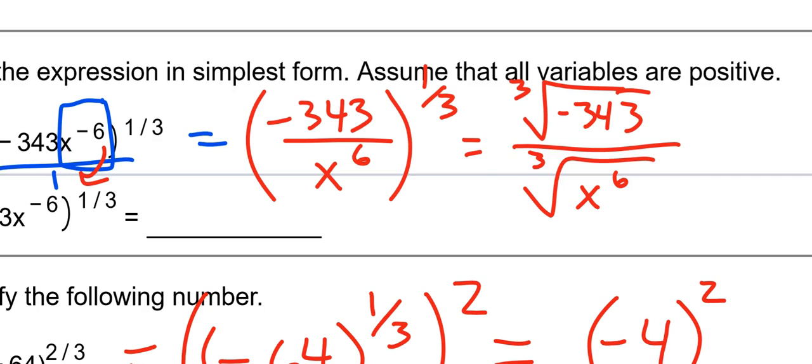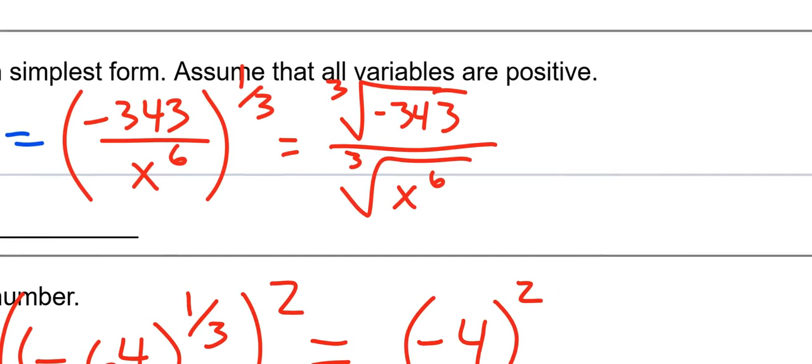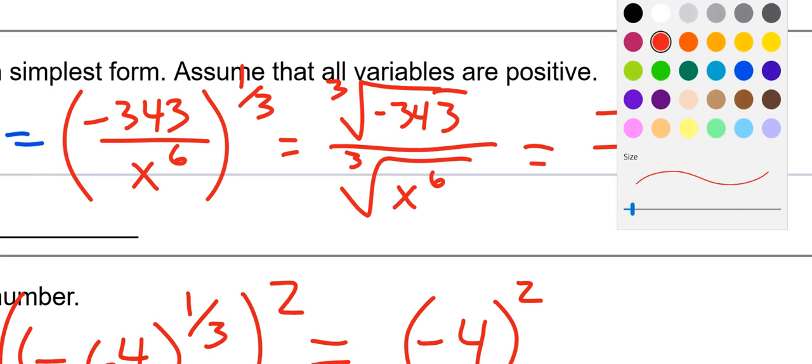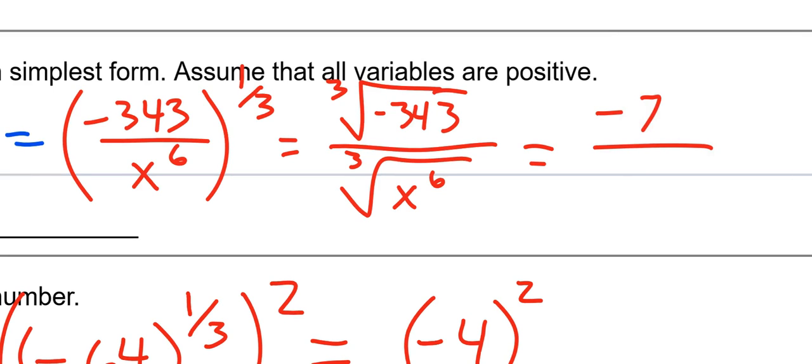So most of you did get the numerator correct. You got -7 on the top. Several of you were second guessing what to do with the bottom. I remember asking you this question several times: does 3 go into 6? So what does that give me on the bottom? X squared.